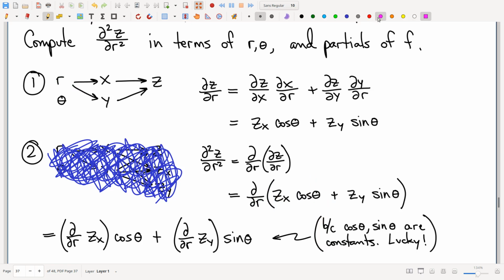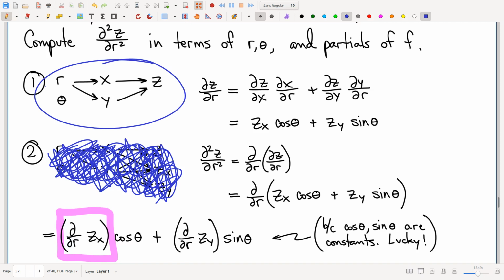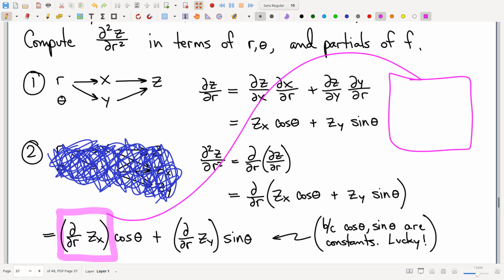How am I going to make sense out of this? And here's where a lot of students mess up. This is a really common mistake to make. Please don't let this be you. What a lot of students do, they look on here and they're like, well, I don't really see zx on that diagram. Well, wait a second, though. I can just rewrite this, surely, as the second partial of z with respect to r with respect to x, otherwise known as zxr.